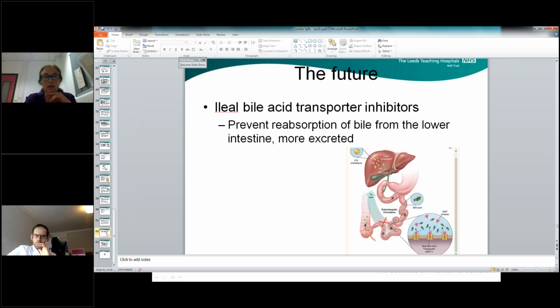Fortunately, in the pipeline are these ileal bile acid transporter inhibitors, which in the ileum are blocking the transport pump that is responsible for the recirculation of bile acids earlier on in the gut. And these are in the process of going through NICE at the moment, so I suspect will be out in the next year-ish, hopefully, because they look very promising.